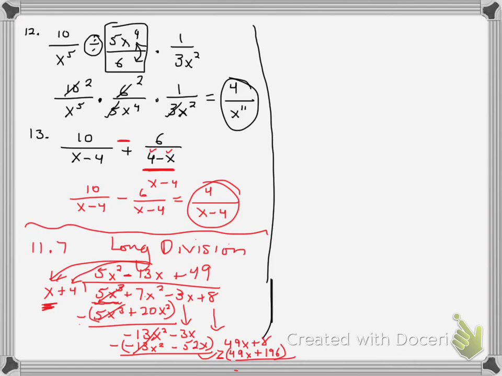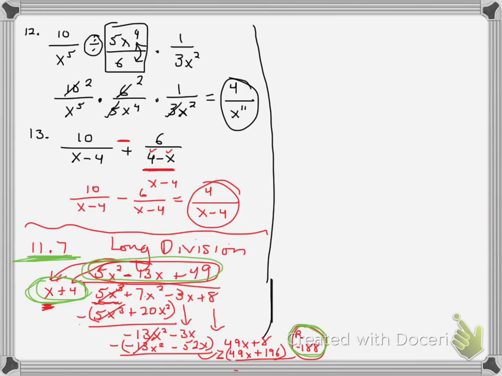Subtracting, and you're going to get negative 188 as your remainder. So the final answer becomes 5x squared minus 13x. Let me get you another color so you make sure you're seeing my answer. 5x squared minus 13x plus 49 minus 188 over the divisor, over x plus 4. Now that is 11.7. If you need to go back and review that again, by all means do.